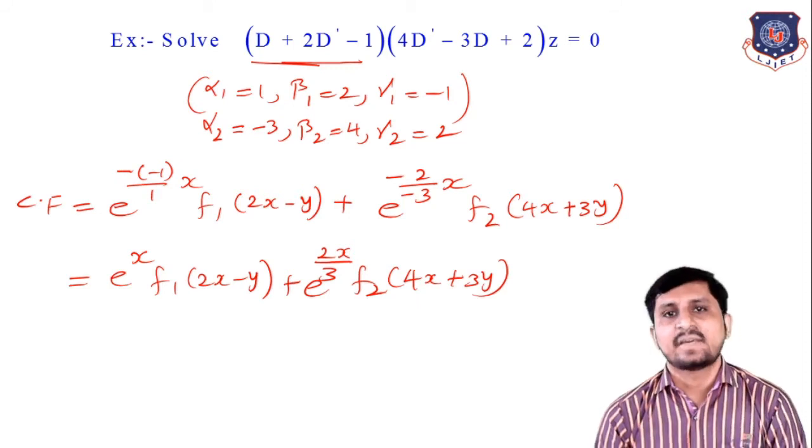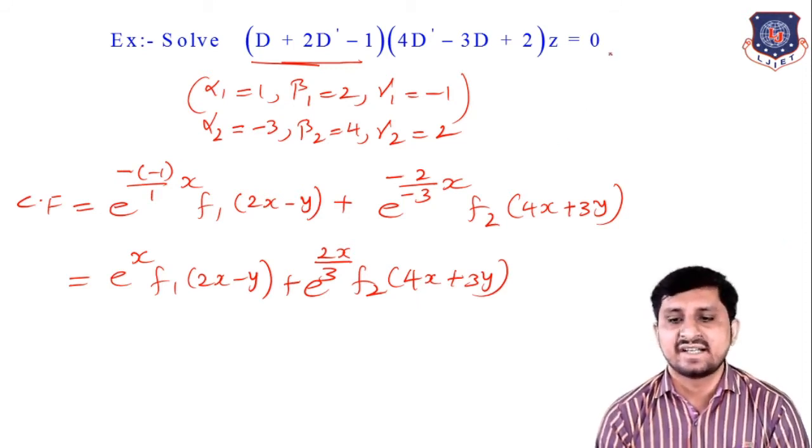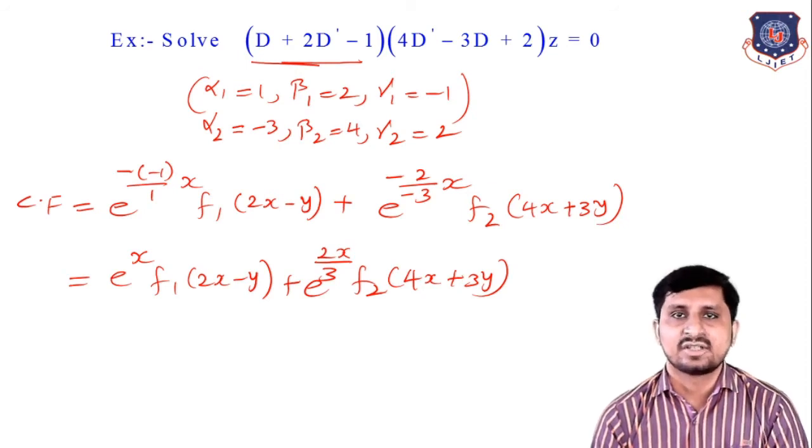Okay, so this is my complementary function, and here also on the right side we have a 0, so the particular integral is 0, so you can directly write the general solution z is equal to complementary function plus particular integral.